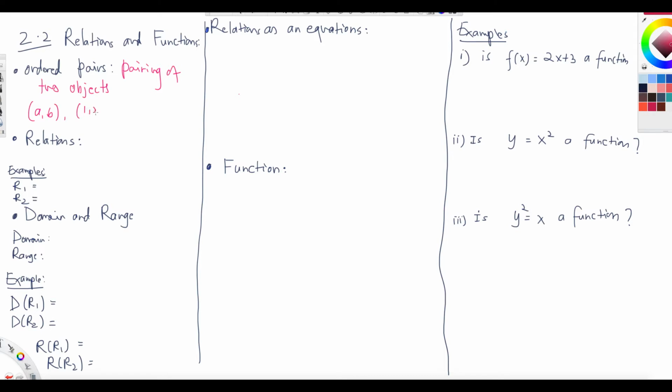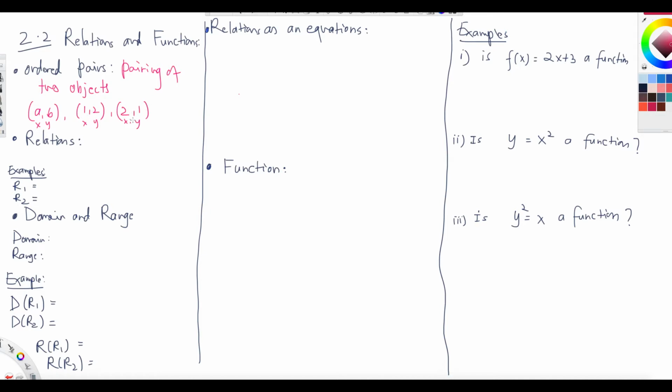1 comma 2, or 2 comma 1, right? So this is a pairing of A and B. This is a pairing of 1 and 2. This is a pairing of 2 and 1, okay? The first component in the ordered pair is called the X component, and the second component is called the Y component. This is like X and then Y. They come in order. Here, 1 comes first and then 2. This is one ordered pair.